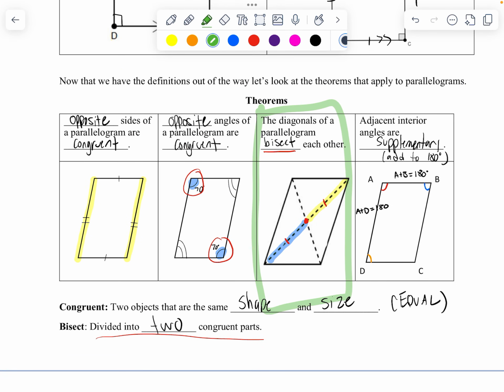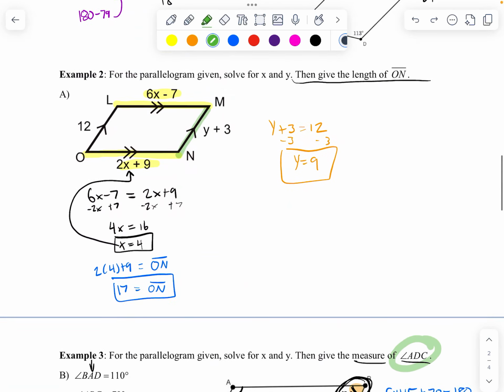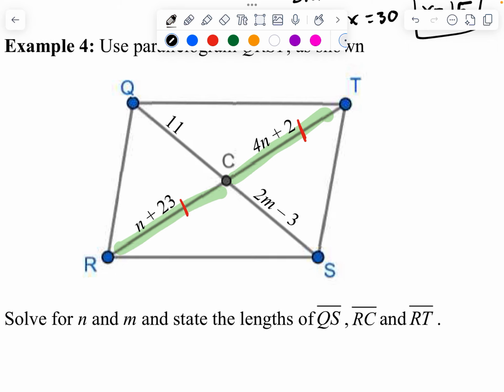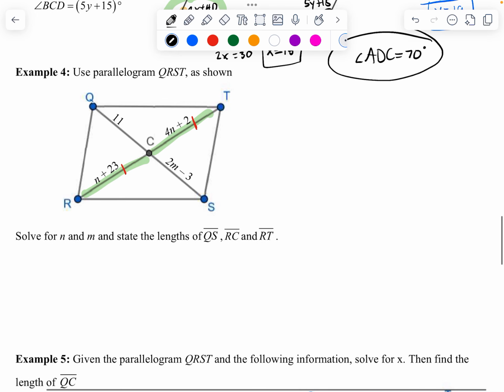This one right here. Diagonals bisect each other, meaning that the length of our n plus 23 is congruent to our other length, the 4n plus 2. Remember, congruency means equal. That means that n plus 23 is equal to 4n plus 2. Okay, it looks a little terrifying, but parallelograms make it really easy with those theorems.